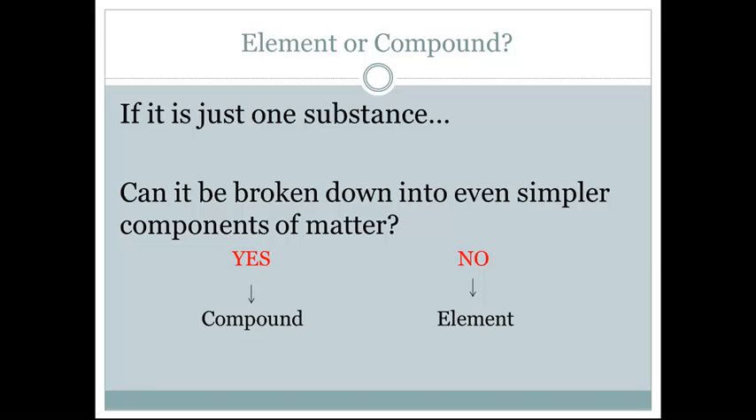So that's basically how we classify matter. We break it down into either heterogeneous mixtures or homogeneous substances. We break the homogeneous substances down into either homogeneous mixtures or pure substances, and then pure substances can be subdivided into compounds and elements. And so that's classifying matter.